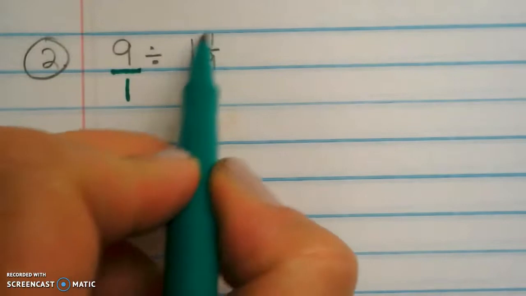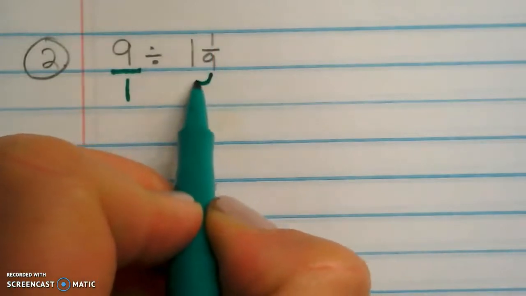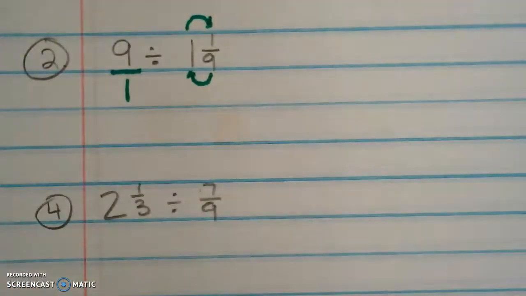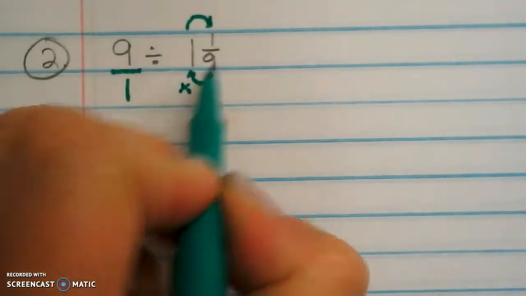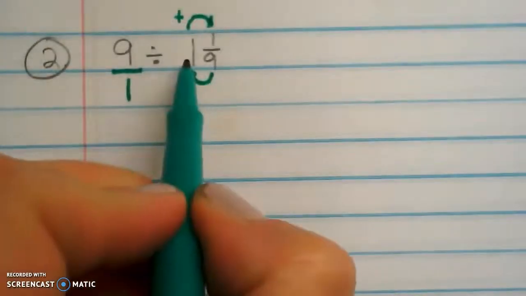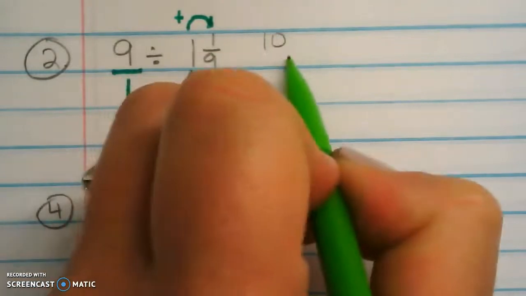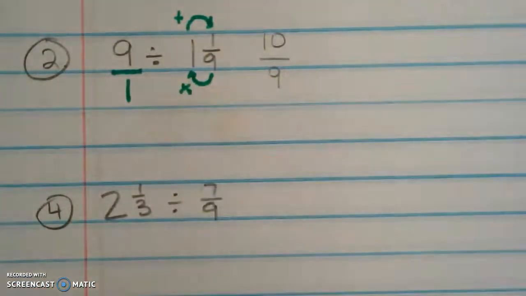The second thing I need to do is convert this mixed number into an improper fraction. And I do that by multiplying the denominator by the whole number, and then I add in the numerator. So 9 times 1 is 9, and 9 plus 1 is 10. So that fraction rewritten is 10/9.